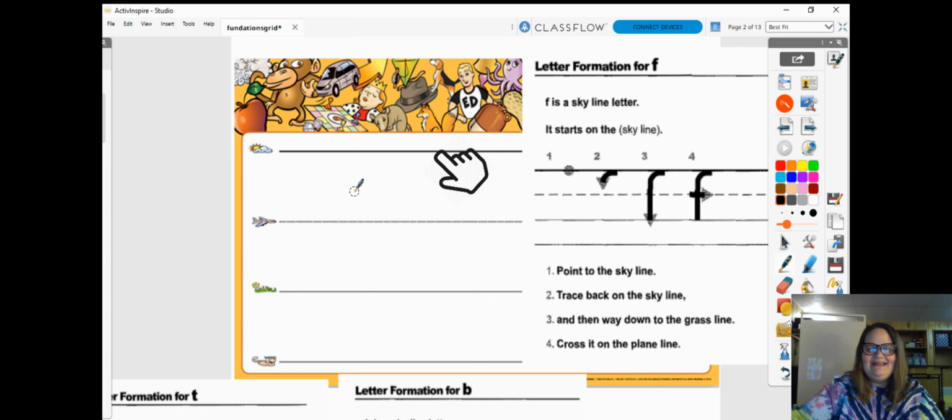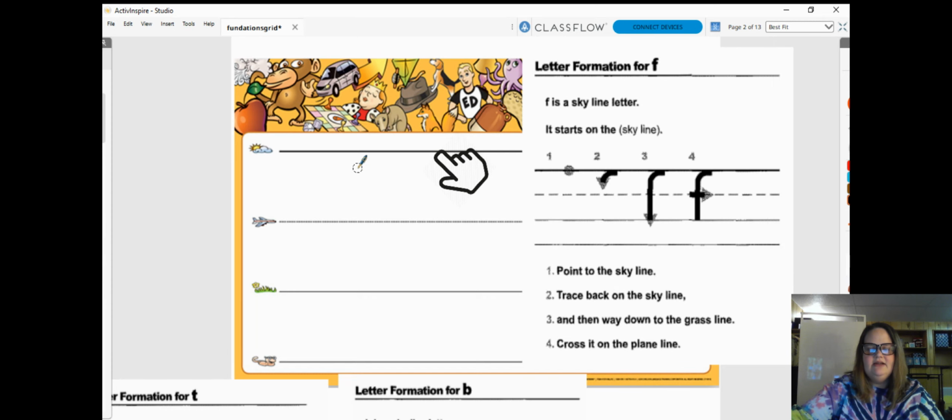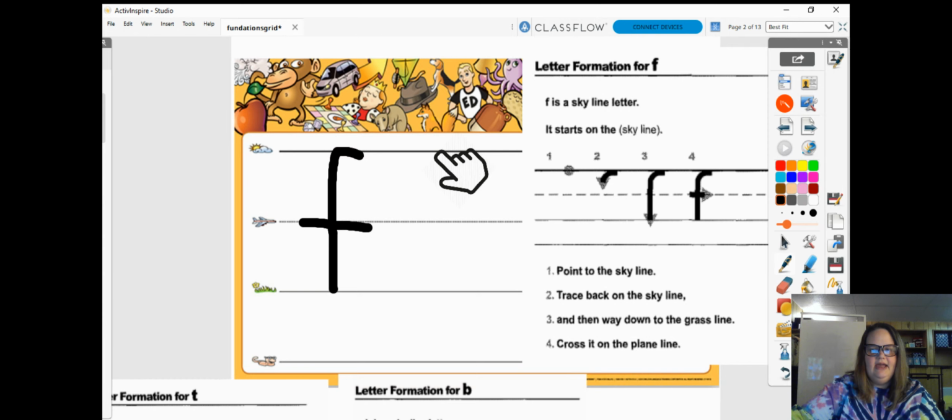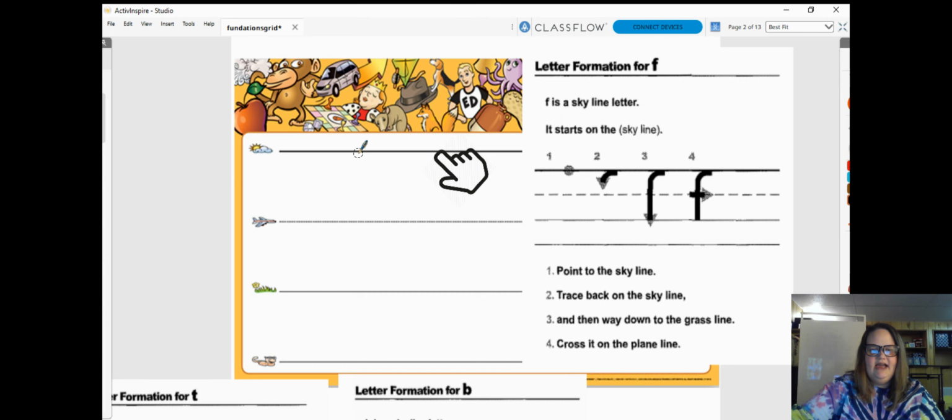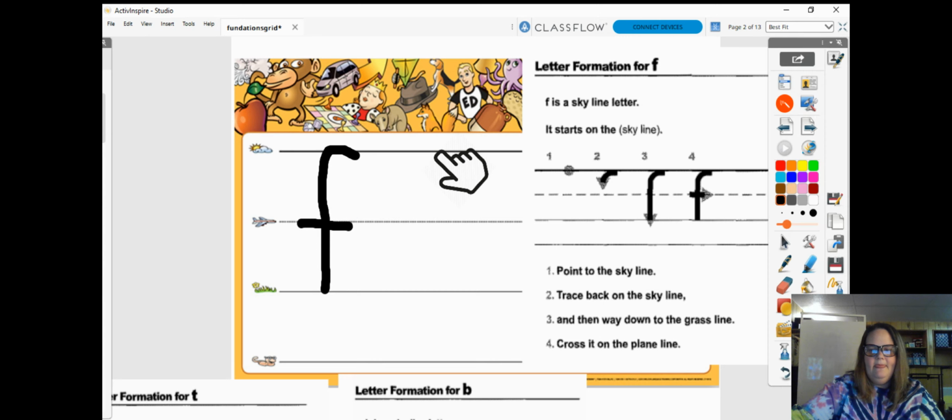Okay. F is a skyline letter. It starts on the skyline. You're going to point to that skyline. I'm going to trace back on the skyline. Then go all the way down to the grass line. Pick up that pencil and cross on the plane line. Let's do one more. Point to the skyline. Trace back on the skyline. All the way down to that grass line. And cross on the plane line.